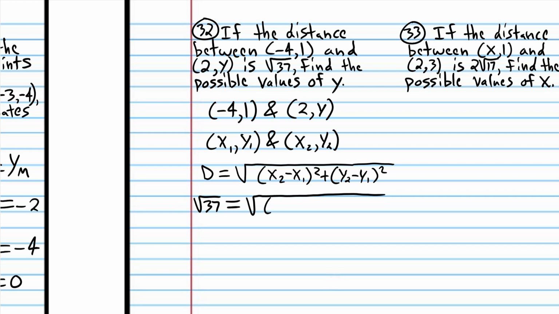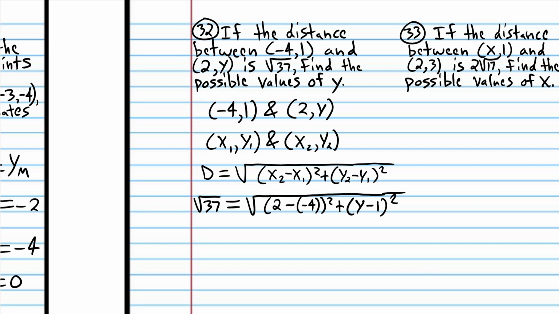And do we know x2? We have the two coordinates. You see, so we know x2 is 2 because we labeled there, and we're going to subtract x1, which is -4, and y2. y2 is actually just y. Remember, that's the letter that we don't know, and we're going to subtract y1, which is 1.